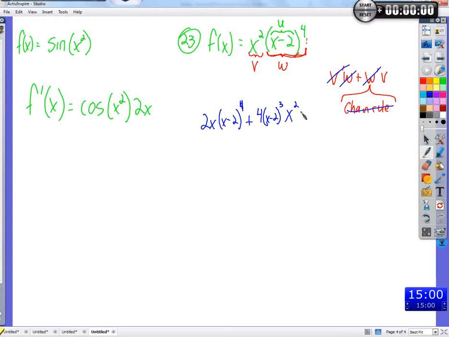Wait, we don't have to go any further? Why are there derivatives? Find the slope at a point. The slope at a point. Remember? We could simplify it. Oh, like factor it out.